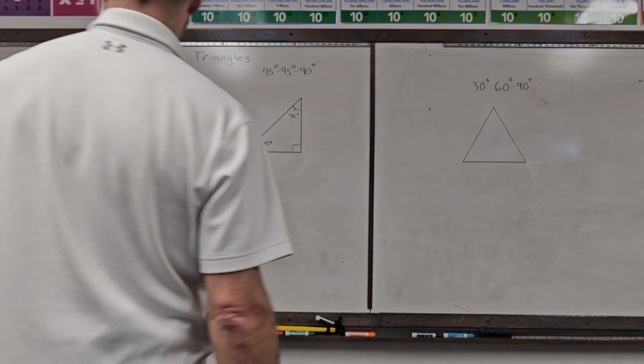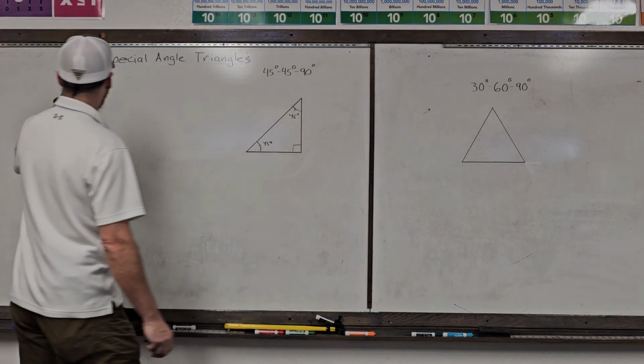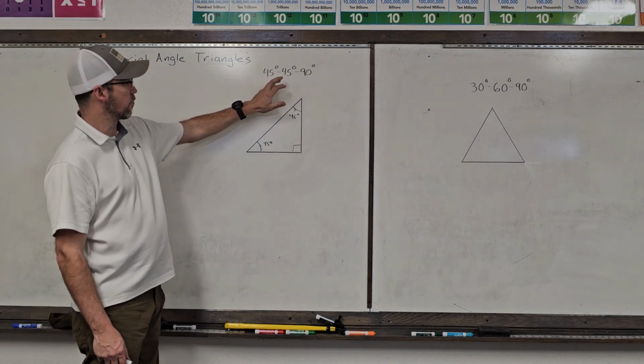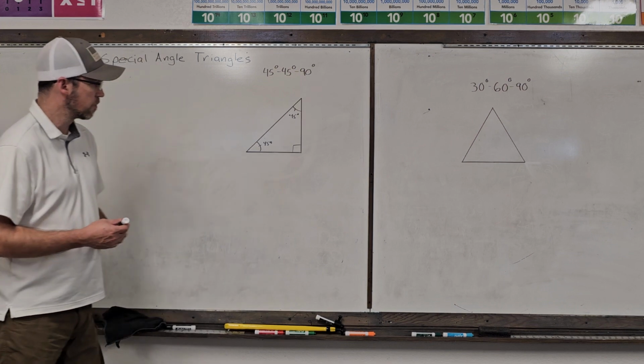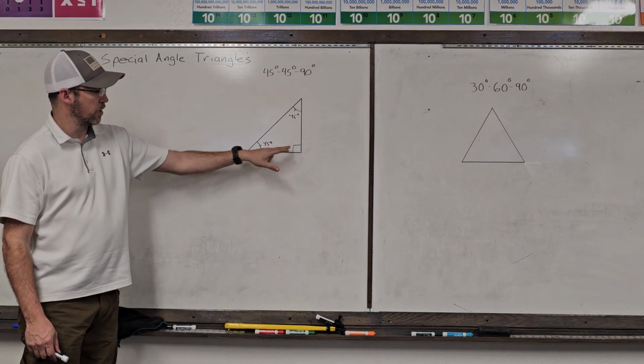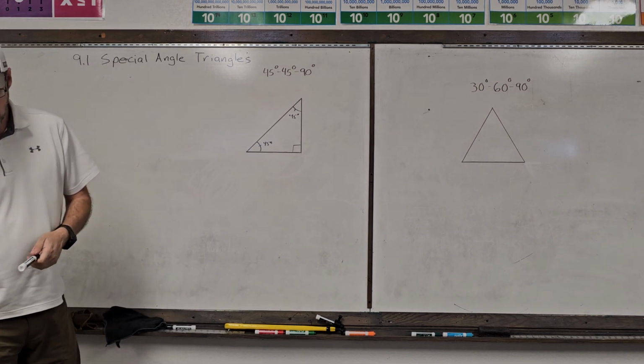All right, today we're gonna be doing Algebra 2, Chapter 9.1, Special Angle Triangles. We're gonna start by talking about the 45, 45, 90 triangle. So I've got a 45 degree, 45 degree, 90 degree triangle on the board already.